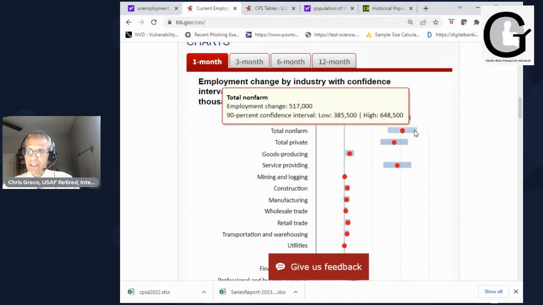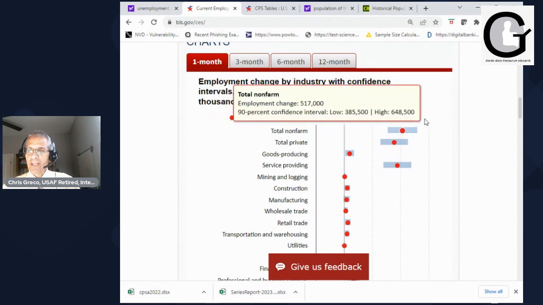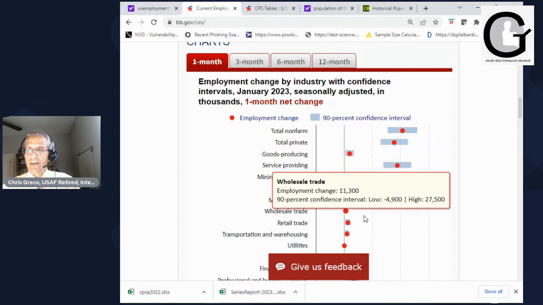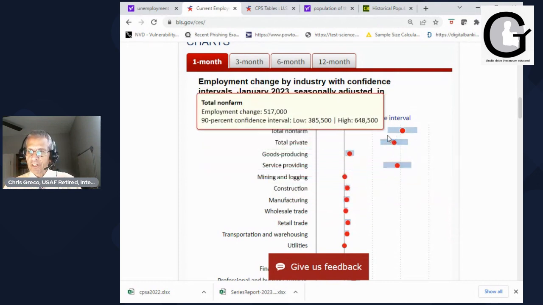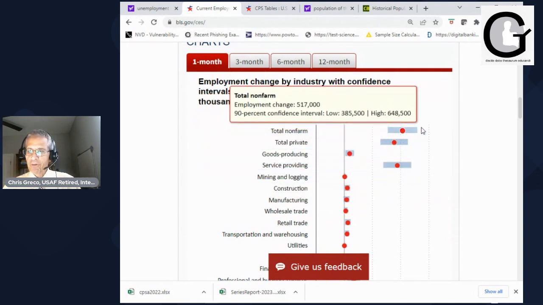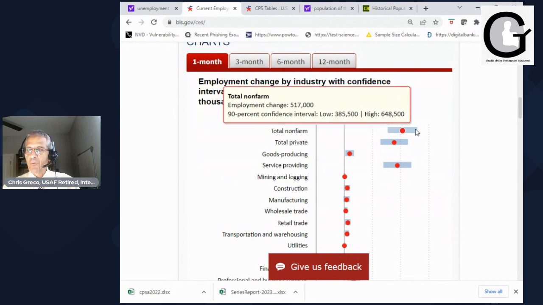What is this thing right here? This thing right here is called a 90% confidence interval. We've covered confidence intervals before. So what is that? That means there's 90% confidence that if you do this over and over and over again, you're going to get somewhere between, you're going to get somewhere in these intervals here. Now, what's the interval? The interval is 385,000 to 648,000.